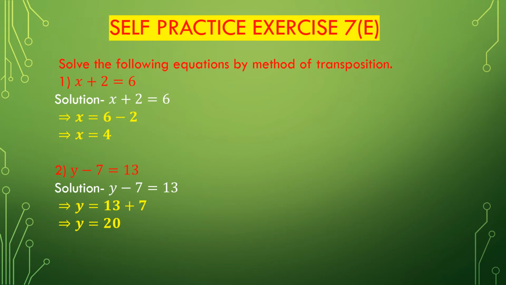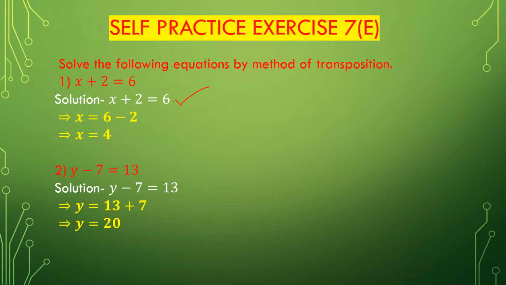Now we solve question number 1. Solve the following equation by method of transposition. We have given equation and we have to solve this equation by method of transposition. First number 1 is x plus 2 equal to 6. This is the equation given and we have to solve the variable x. X plus 2 equal to 6.